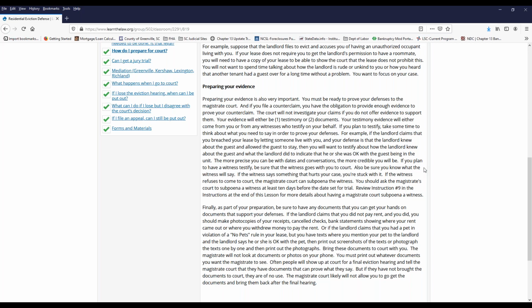curse word? It wasn't me. The landlord claims that I used the curse word, and they're trying to evict me for disruptive behavior. But what do you remember about what was said? Be sure to talk to the witness and understand what the witness is going to say, because if the witness is going to say something that hurts your case, you're going to be stuck with it if you allow that witness to testify.